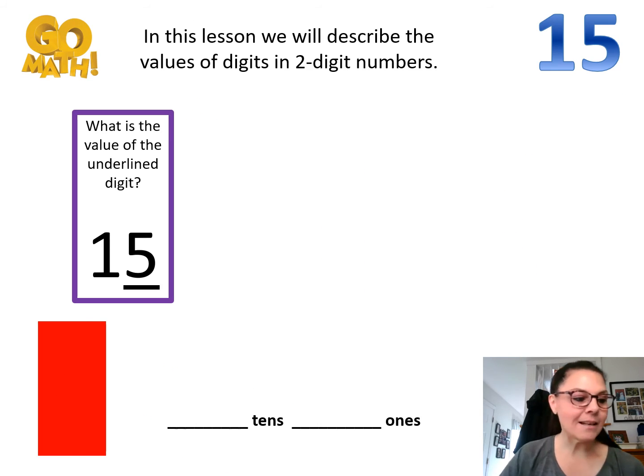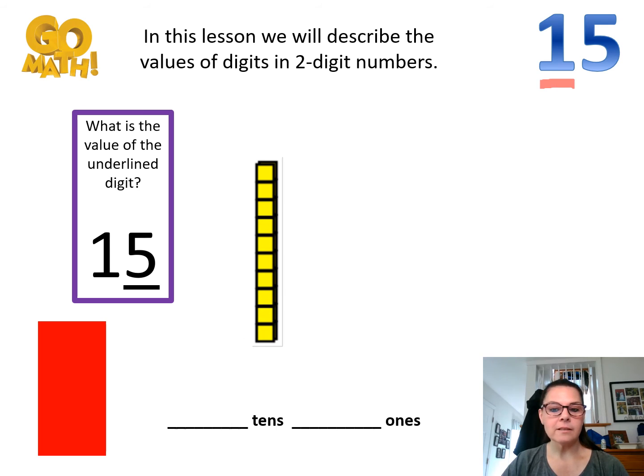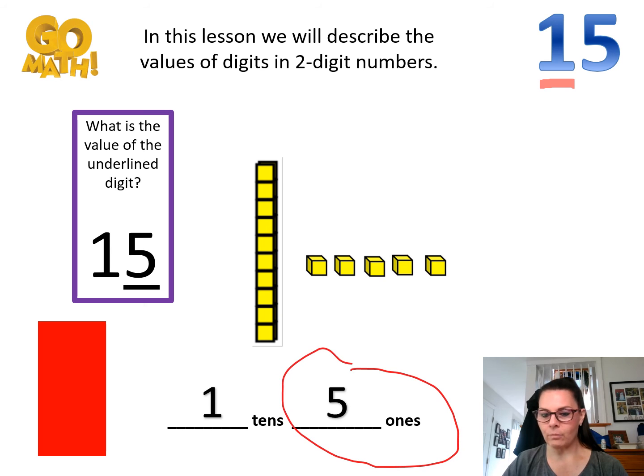We do. This time it's the number 15. How many longs should I draw for 15? Right here. Just one. And how many units? 5. 1, 2, 3, 4, 5. So how many tens in 15? 1. And how many ones? 5. And which number is underlined in this? The 5. So I'm just going to look at the 5 ones. What is the value of 5 ones? That's right. It's 5. Nice job, boys and girls.